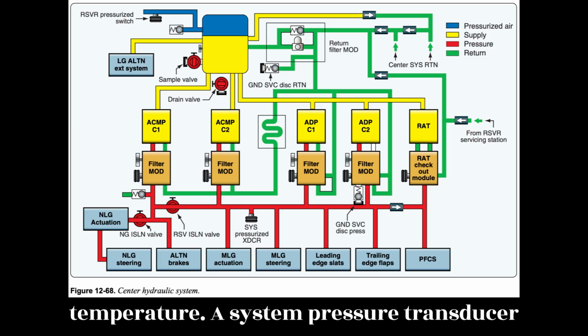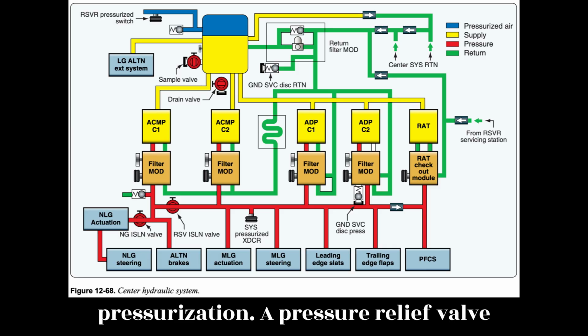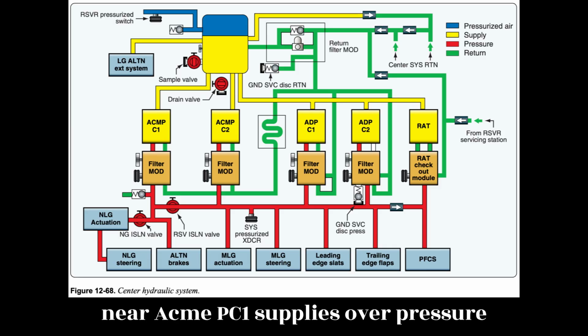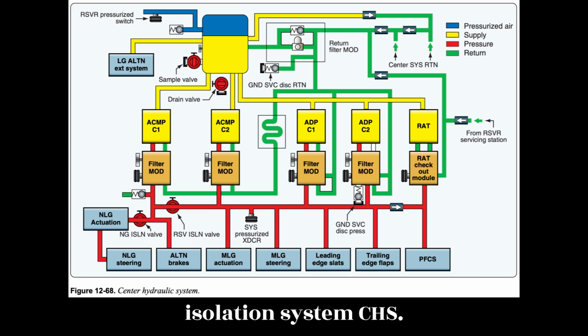A system pressure transducer measures hydraulic system pressure. Pressure relief valves in each ADP filter module prevent system overpressurization. A pressure relief valve near ACMP C1 supplies overpressure protection for the center hydraulic isolation system, CHIS.